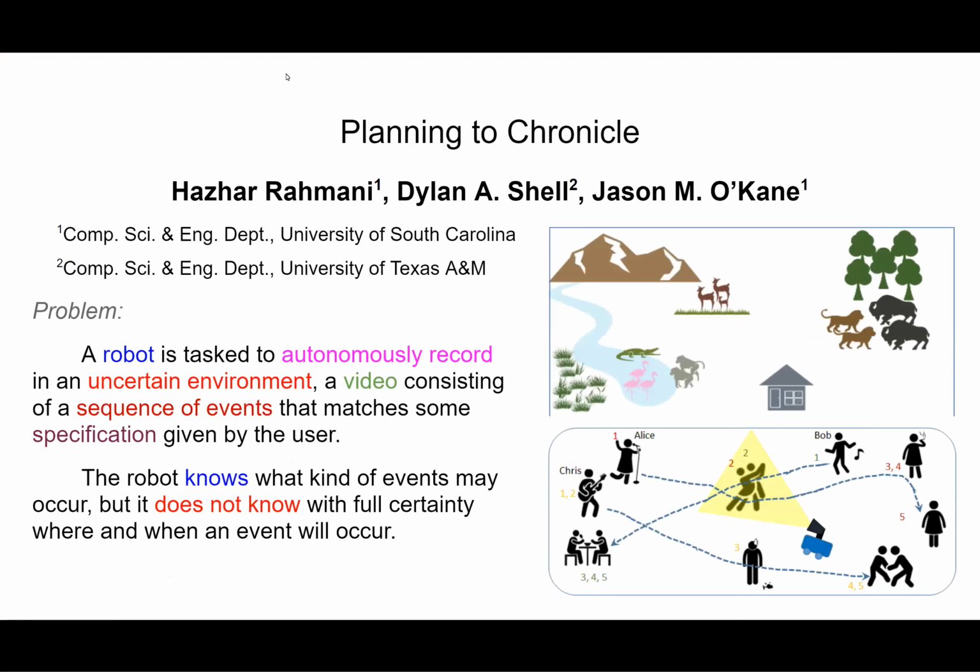Okay. Hi, everybody. My name is Hazar Rahmani. Our paper is entitled Planning to Chronicle and is a joint work with me, Dylan Shell, and Jason O'Kane. We consider a problem in which a robot is tasked with autonomously recording a sequence of events in an uncertain environment to form a structured story. Imagine, for instance, a situation when we want a robot to make a video of a wedding reception or a nature documentary from a wildlife reserve. Next slide, please.